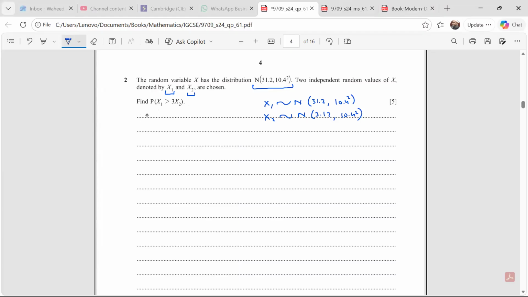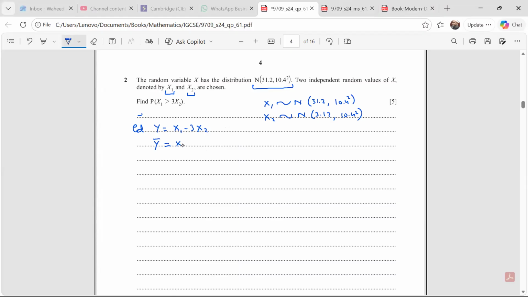So let us define another random variable y, which is x1 minus 3x2. Why am I defining this new random variable? Because when x1 is larger than 3x2, then y is positive. We will see later. So what's the mean of this new random variable?